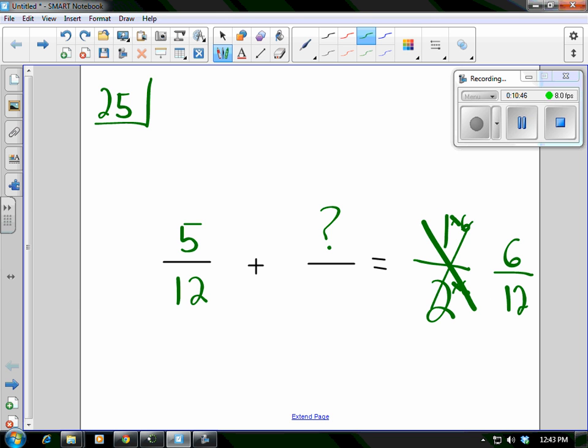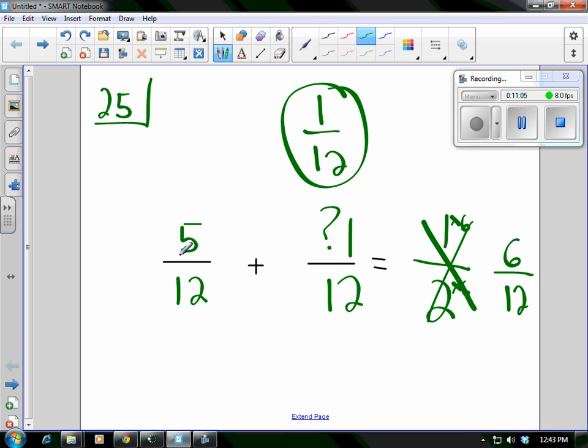Okay. Then we ask ourselves, 5/12 plus something equals 6/12. What plus 5 equals 6? The answer is 1. So the answer for this is 1/12. Fits in there. 5/12 plus 1/12 equals 6/12.